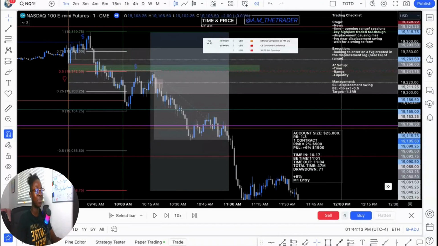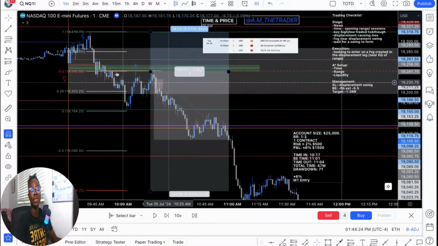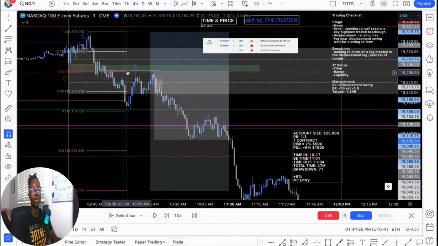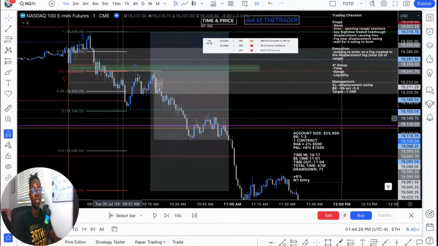Let's consider factors that made this trade a high probability setup. First, we had the time aspect: it's the AM session, and it's post 10 o'clock, check. Post 10:10 as well, check. Range, we're in the middle to upper quadrant, we're in the premium for a sell, check. Liquidity, we have a short-term high right here.